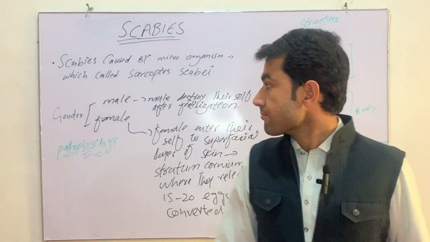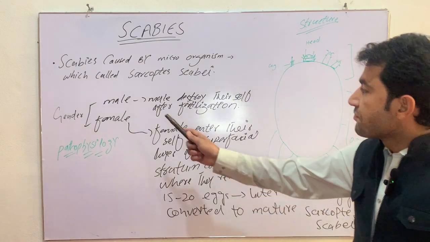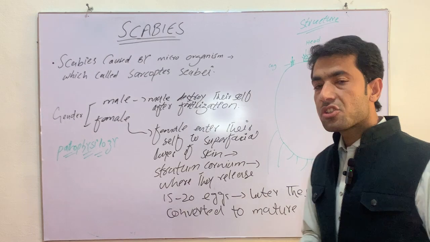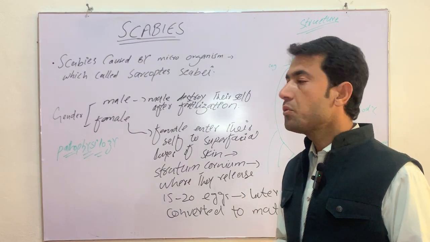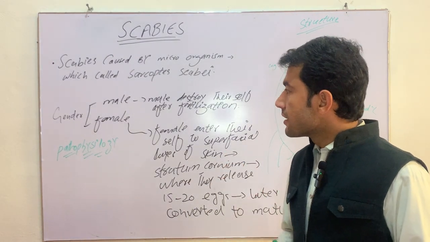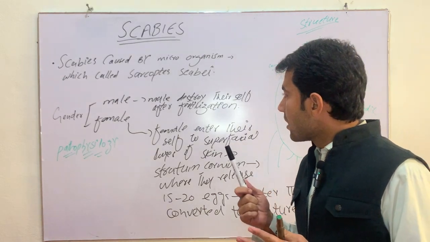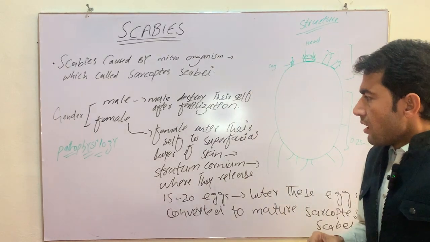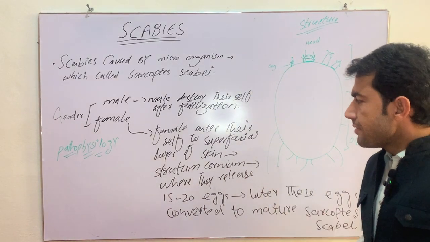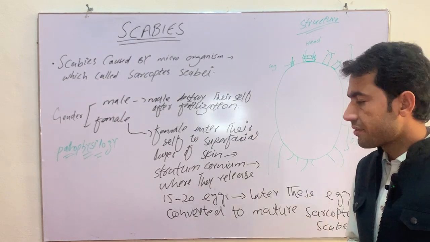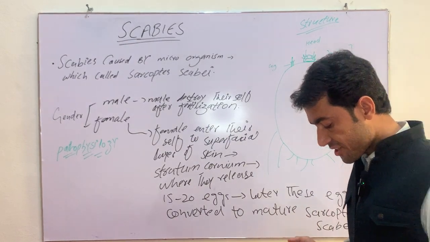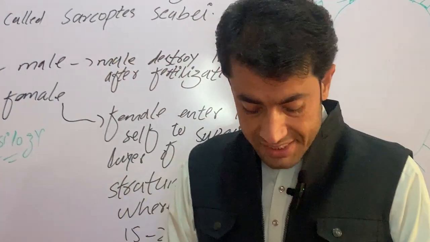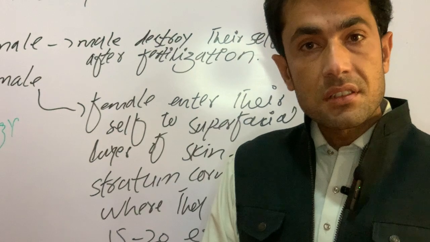So, Sarcoptes scabiei is of two types. The male is destroyed after fertilization. I mean, when fertilization occurs, the male Sarcoptes scabiei destroys itself, and the female enters the superficial layer of the skin, which is called the stratum corneum. That is the superficial layer of the skin.